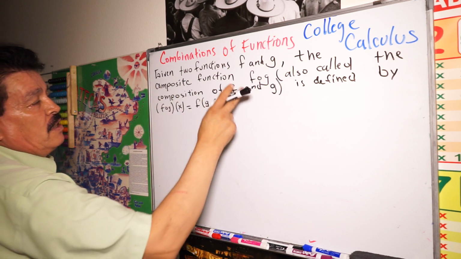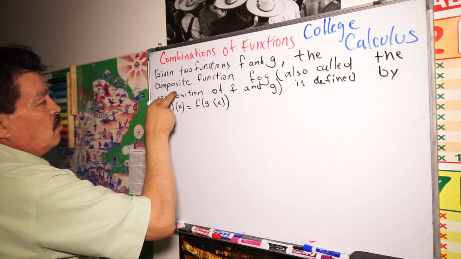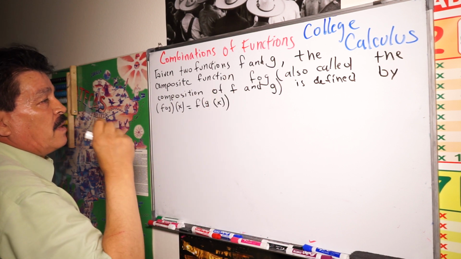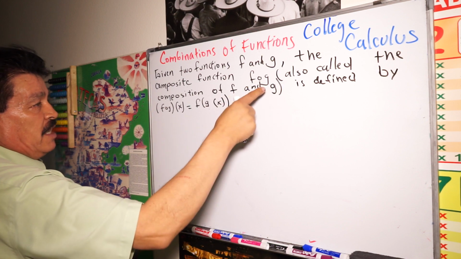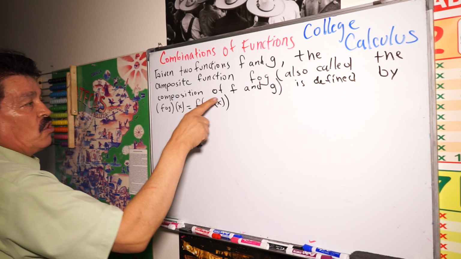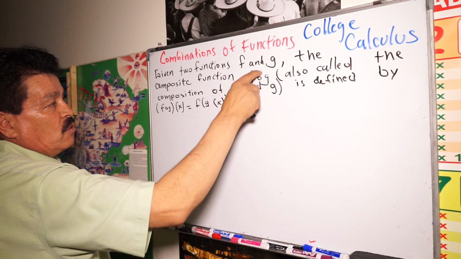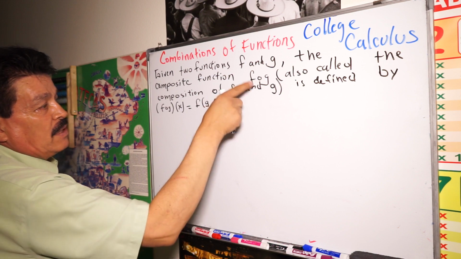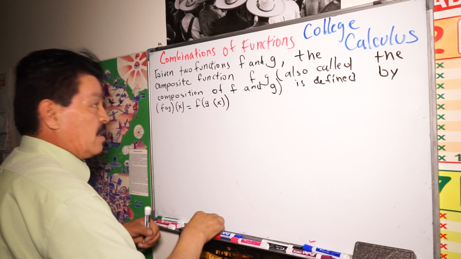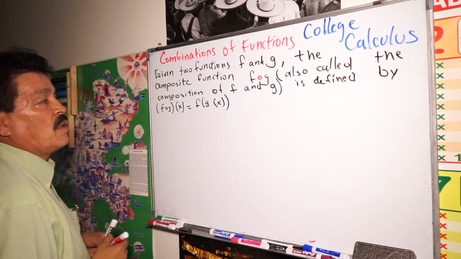Given two functions f and g, the composition or composite function f composition g is also called the composition of f and g. This is the way to call it when you see a problem like this. This is a little symbol here. I'm going to write it a little bit differently right here, with different colors to help you understand better.